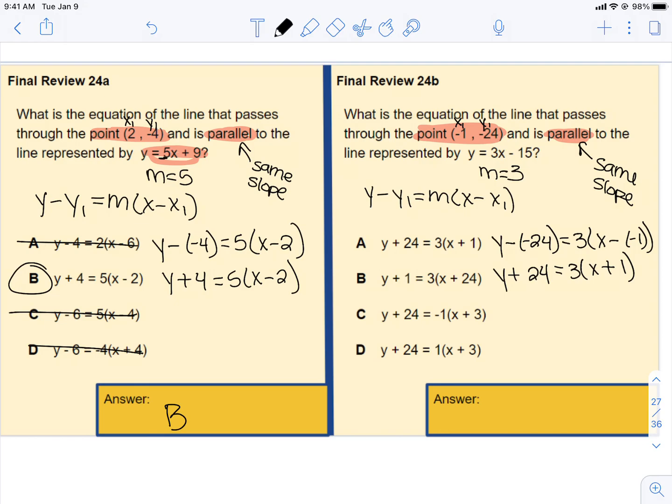So looking at my answer choice, I want it to be y plus 24 equals 3 times x plus 1, which looks like it's answer choice A. So if we look at B, the 1 and the 24 are switched. If we look at C, the -1 and the 3 are switched. We don't want that. And then looking at D, it has a +1 and a 3, which is not correct. So answer choice A.